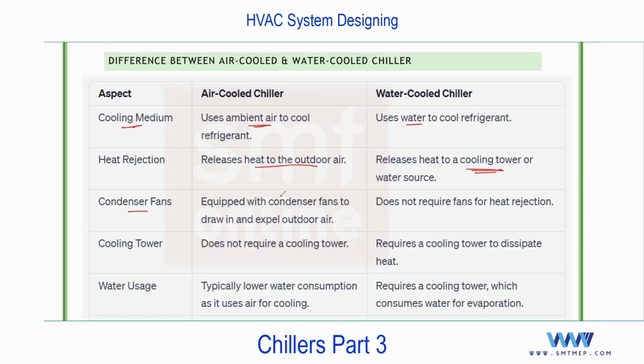Next, the condenser fan you will find in air cooled, not in water cooled. Cooling tower is not applicable for air cooled, it is applicable for water cooled. Water usage: typically low water consumption, because you see in air cooled chiller we require to fill the circuit one time. And apart from this, a small makeup water tank is required even for air cooled chiller also. Because some amount of water is going to come out from these automatic air vents, but very less compared with the water cooled chiller in cooling tower.